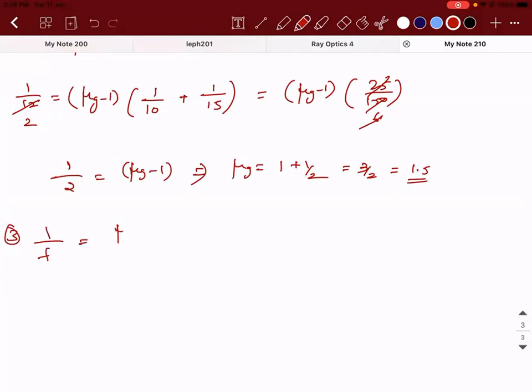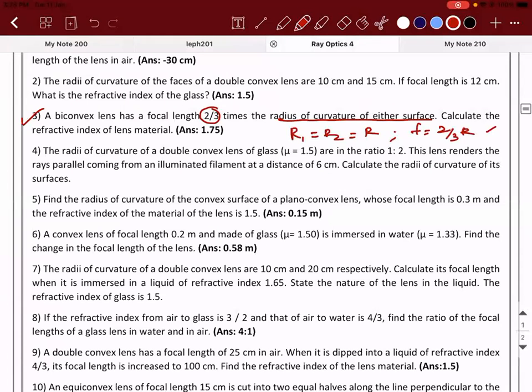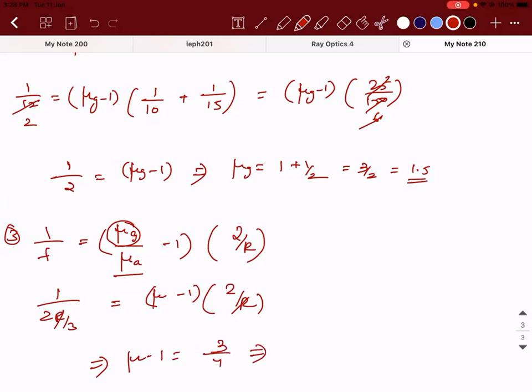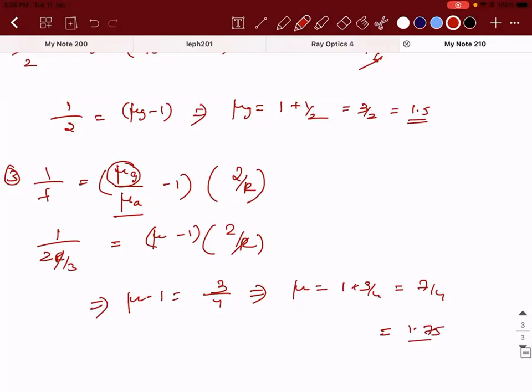So third question: 1 by f is equal to (refractive index of glass by refractive index of air minus 1) into 2 divided by R. I'm assuming it is biconvex, a double convex lens, so 2 by R. But f is equal to 2R by 3, so 3 by 2R is equal to mu minus 1, because the refractive index of glass I call mu and the refractive index of air is 1, into 2 divided by R. R and R will get cancelled, which implies mu minus 1 is equal to 3 divided by 4, which implies mu is equal to 1 plus 3 by 4, which is 7 by 4. 7 by 4 is 1.75.